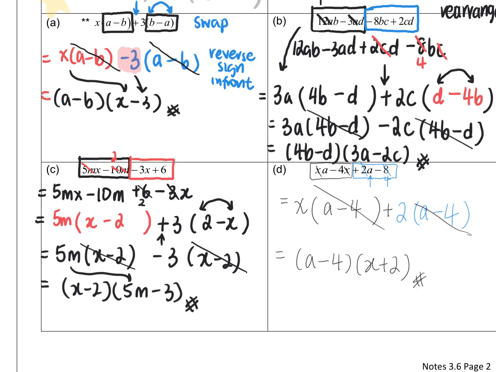When there's 4 terms, like what we have there, you do 2 by 2. So this one, and then you take out common factor. So these are the 3 scenarios: 2 terms, 3 terms, 4 terms. You have done every scale I taught you. Make sure you know.